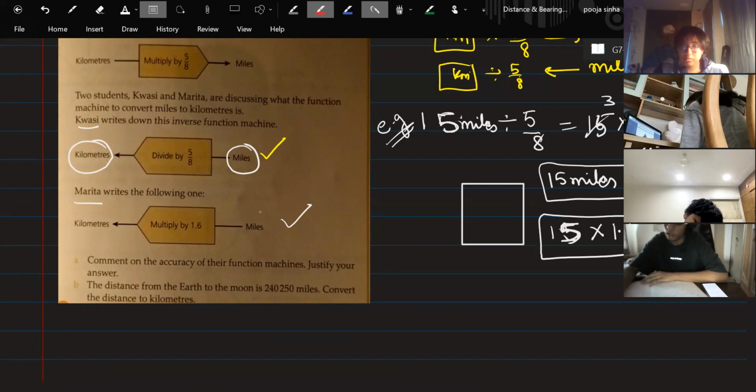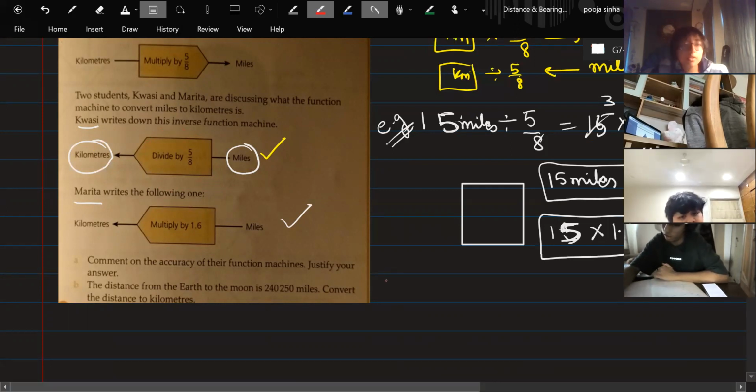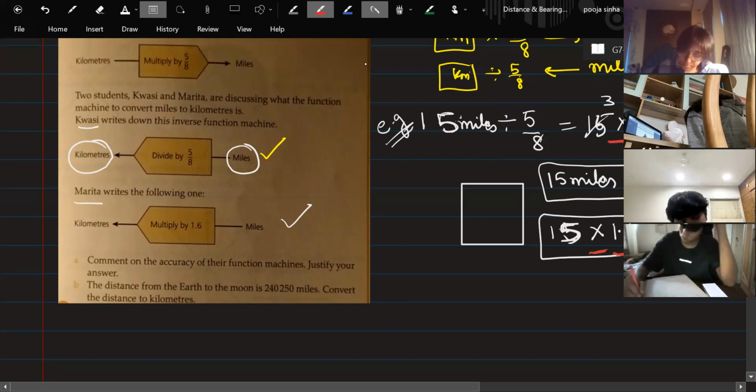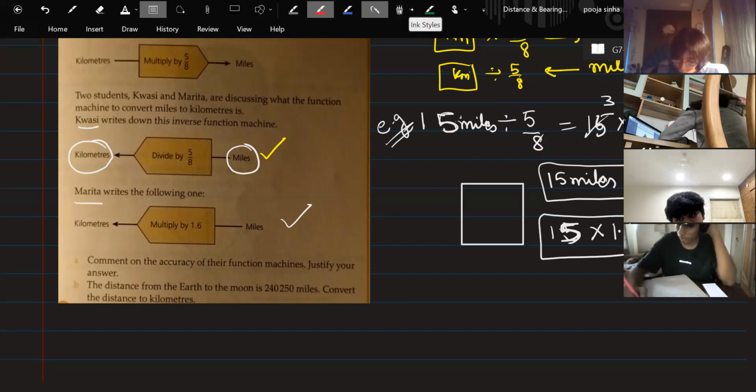Now, the next question says, the distance from Earth to Moon is 240,250. Convert the distance to kilometers. Now this is your comment on the accuracy of the functions. Justify. We just justified this: when you divide by 5/8, you actually multiply by 8/5, right? And if you do 8 divided by 5, you get 1.6. So multiplying by 8/5 or multiplying by 1.6 is the same thing. So both answers are absolutely correct and accurate. So we investigated this. Ayan, now is it clear? Yeah.